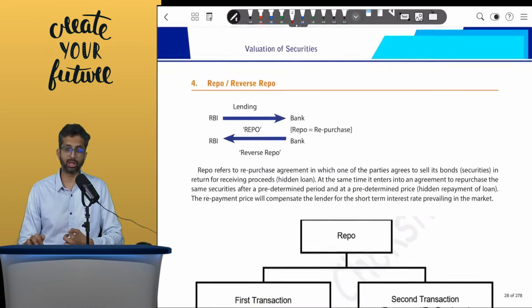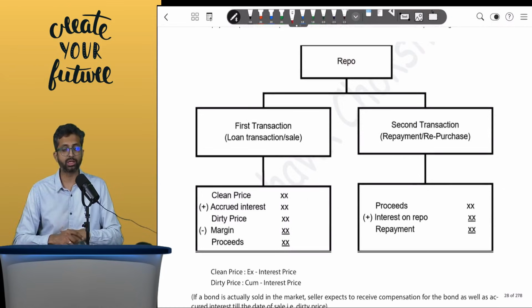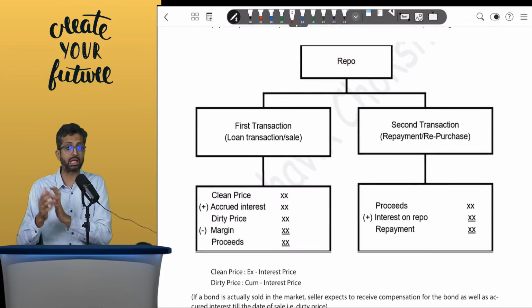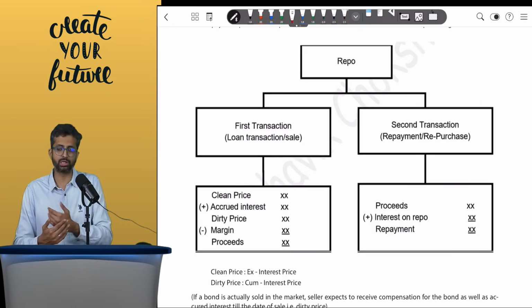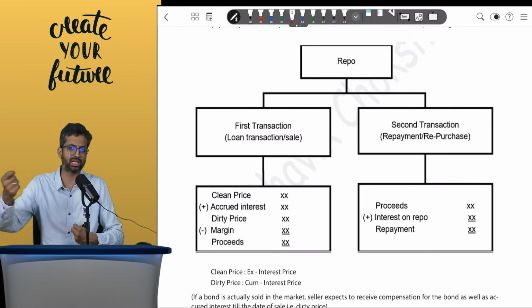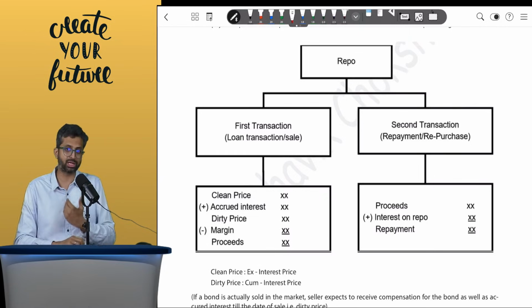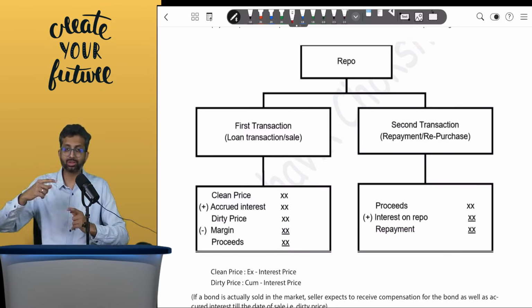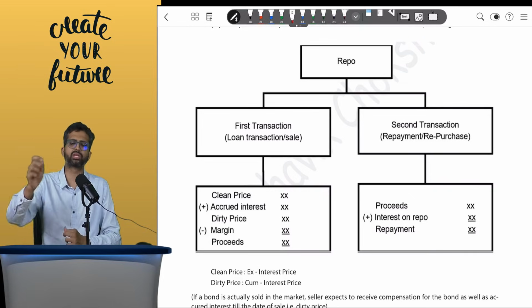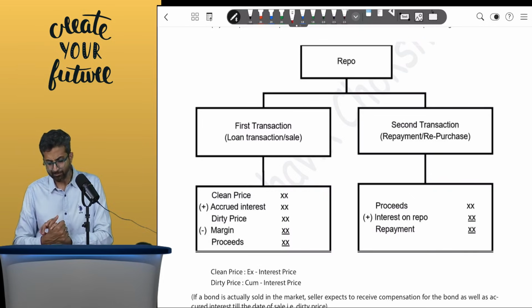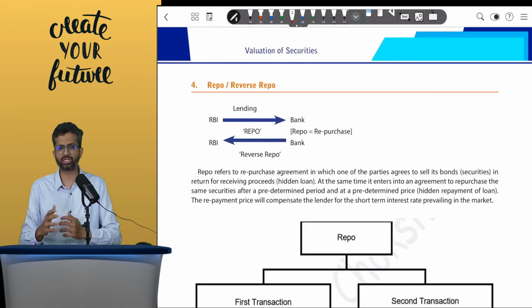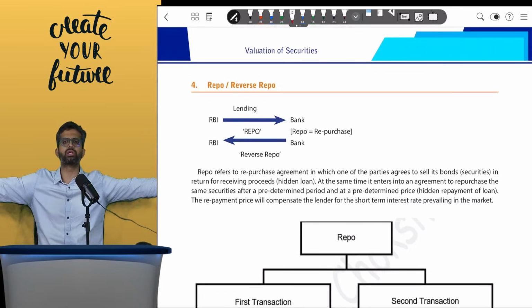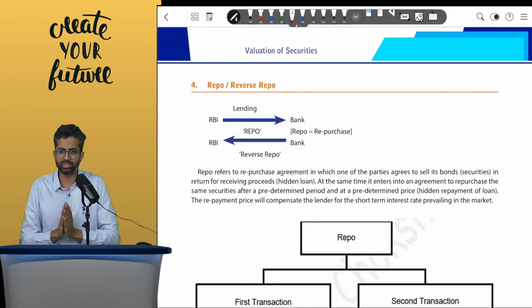A question might come on repo, reverse repo, in which case you will try to find the amount to be lent in the first transaction. That will be the clean price. Clean price is the ex-interest price, dirty price is let us say the cum-interest price. So clean price plus the accrued interest will give you the dirty price, and that is the true price that you will get if I were to sell the bond, minus the margin if that has to be kept. That will be the proceeds that I will receive, and on that proceeds I will add the rate of interest as agreed under the repo transaction for the specified number of days, and that will give you the repayment value under the repo transaction. So that takes care of valuation of securities, probably one of the biggest chapters, at least when it comes to the variety of concepts and the instruments that are there.